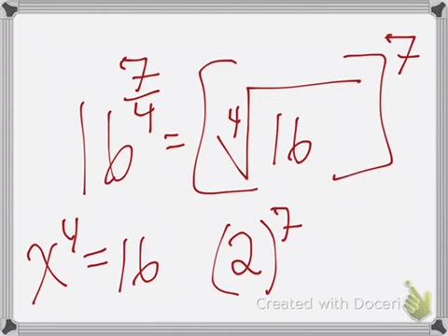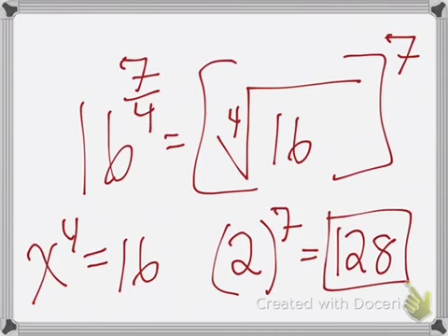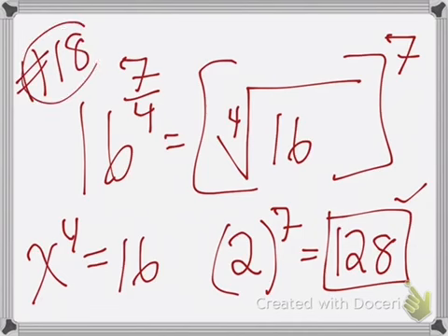And you can use your calculator. I'll show you how to do it on an iPhone because I'm sure some of you use that as your calculator. But 2 to the 7th is 128. And that is the correct answer for number 18.